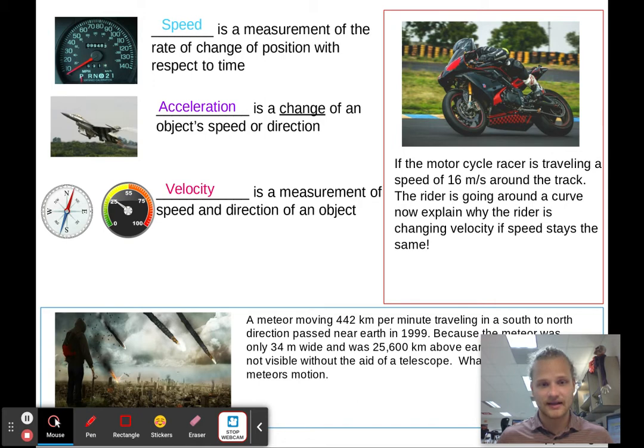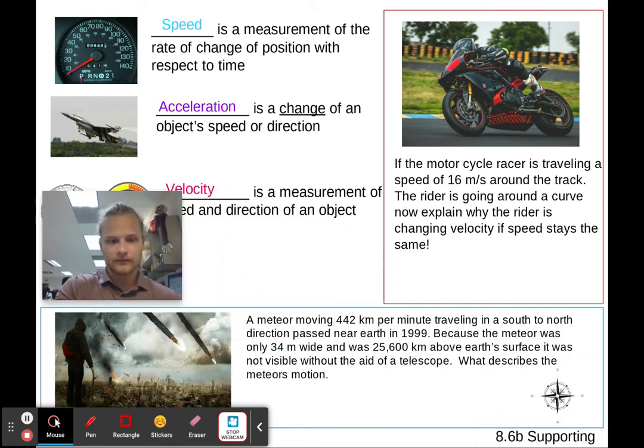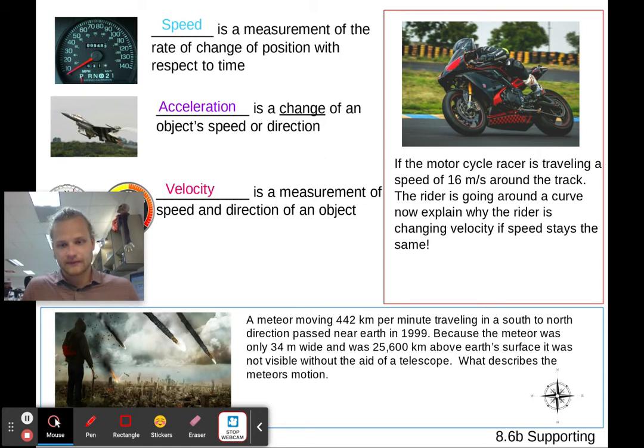Okay, velocity is going to be the measurement of speed and direction of an object. So the only difference between speed and velocity is that with velocity, we say we're going to head north, south, northeast, west, east, any of those directions, toward the school, away from the school. As long as it gives you any direction, you're good to go. All right, so let's move on and see if we can answer some questions.